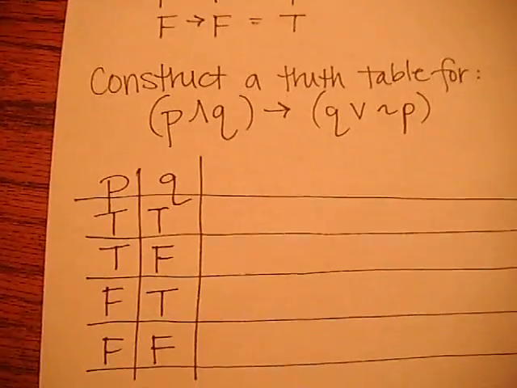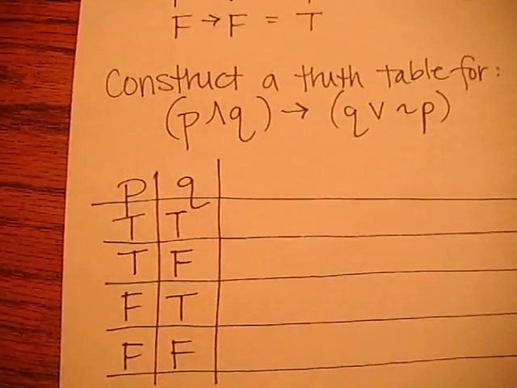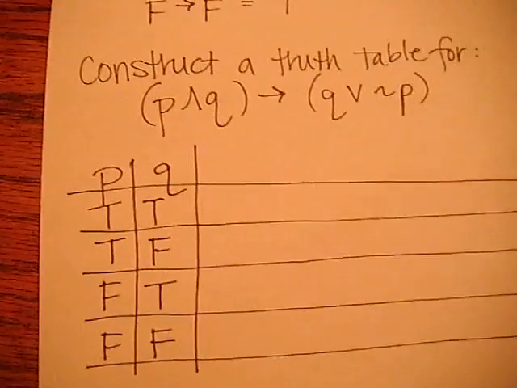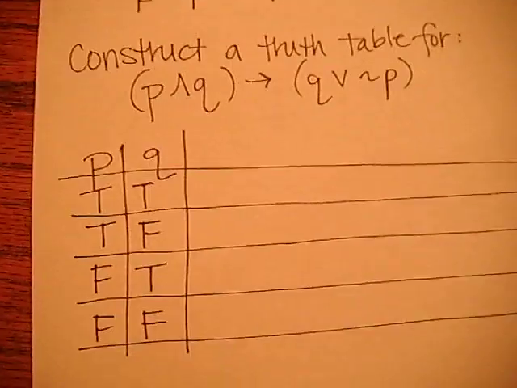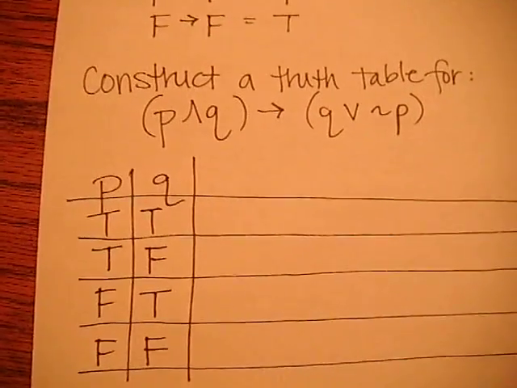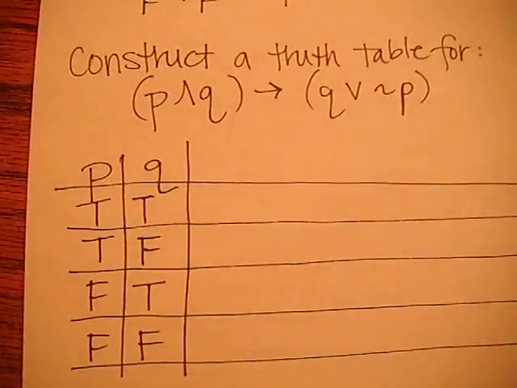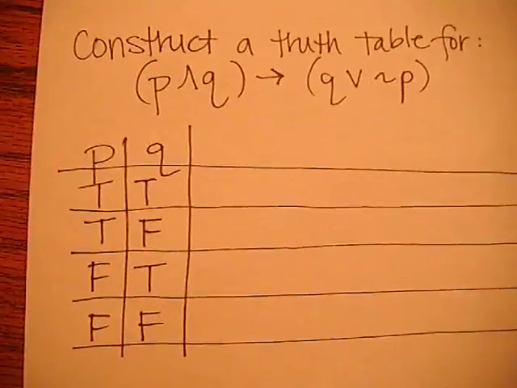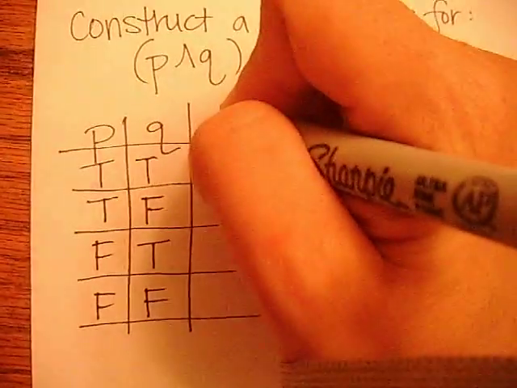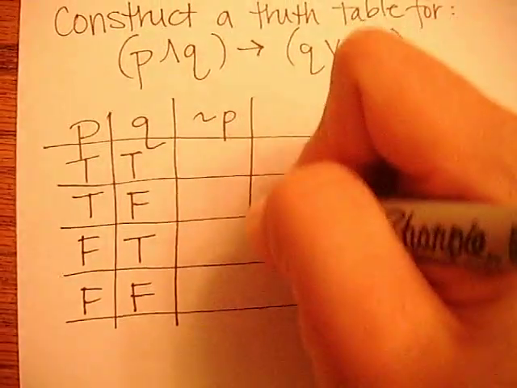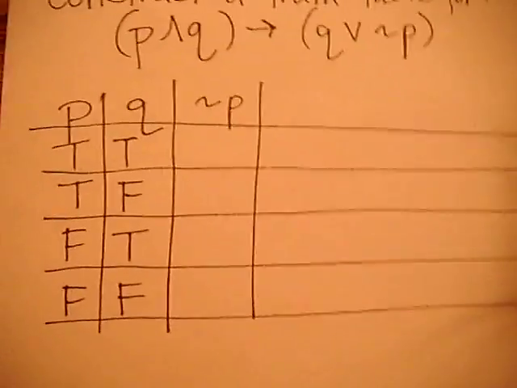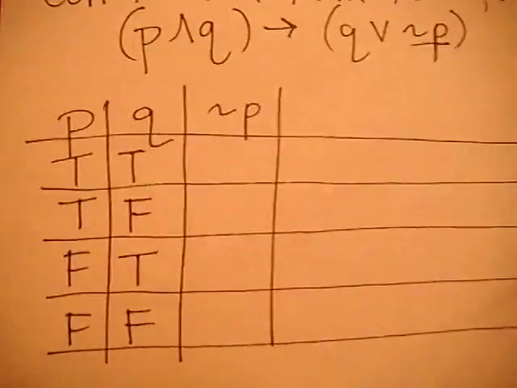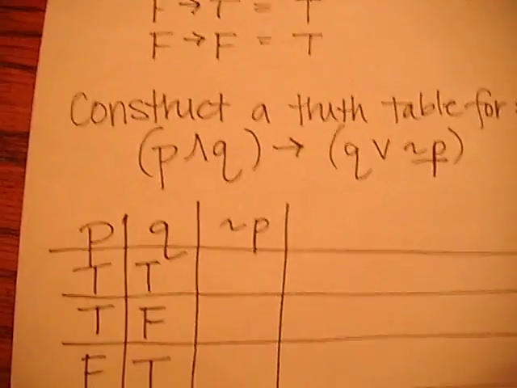Alright, construct a truth table for P and Q implies Q or not P. Just like before, we want to start with our negation. So looking through that statement, the only negation we need is not P. So we'll put that first column on there. So I've got not P. Sometimes it helps me to mark them.